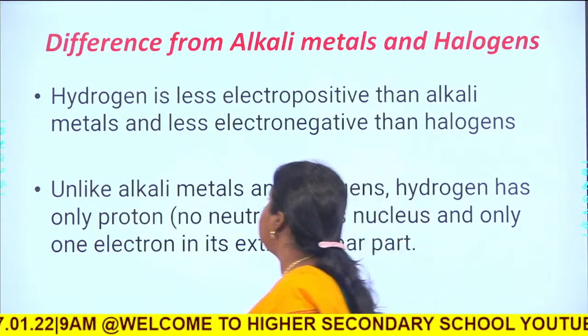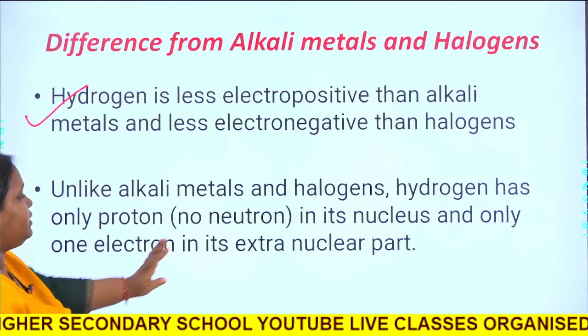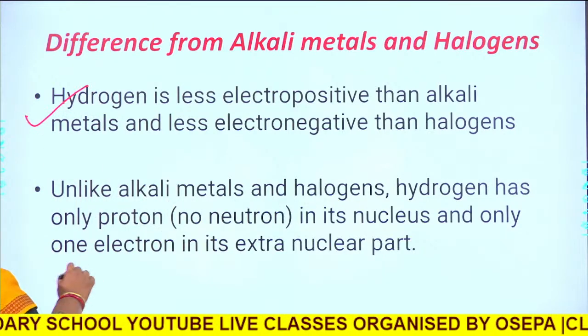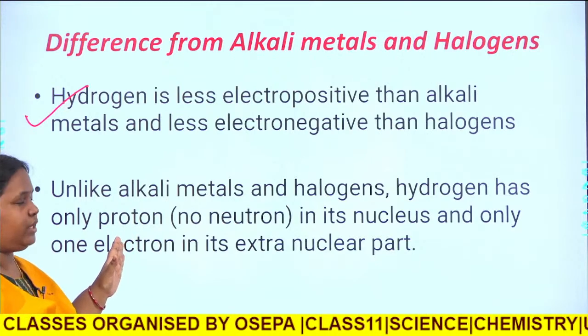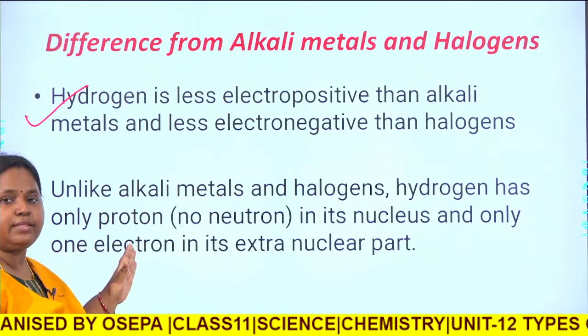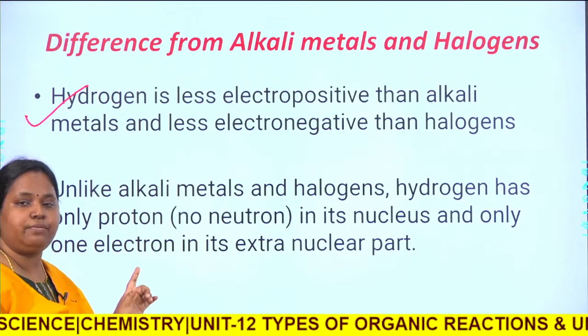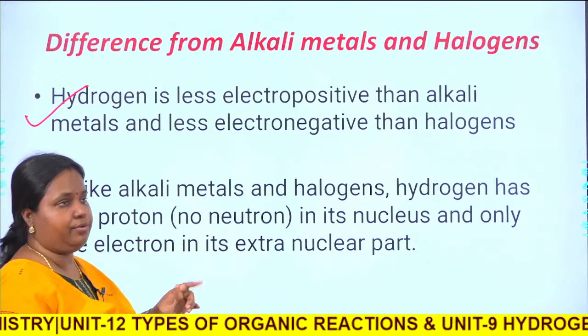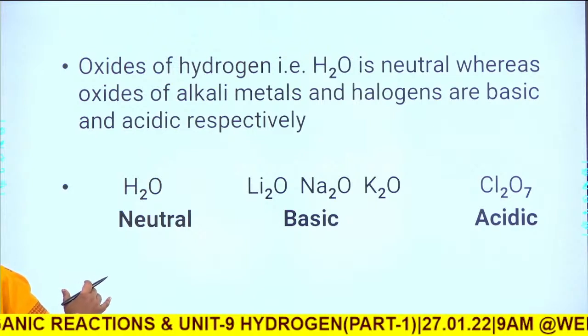So hydrogen is less electropositive than alkali metals and less electronegative than halogens. Alkali metals or halogens have more than one proton in their nucleus and more electrons, but hydrogen has only one proton and one electron. So these are some points of difference between alkali metals and halogens.